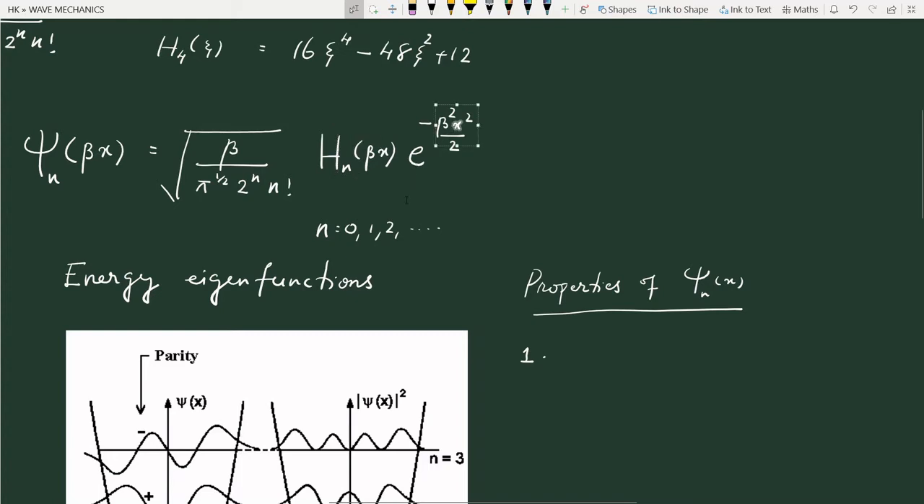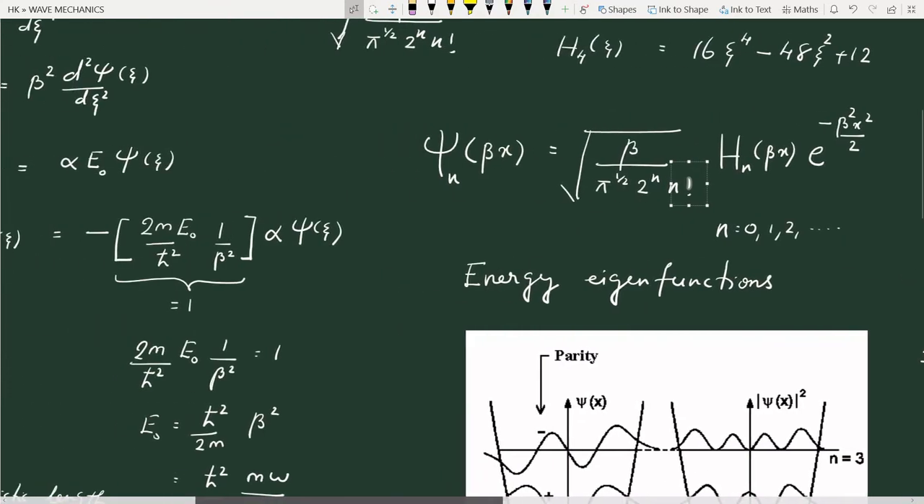So what is the ground state wave function? Put n equal to 0. You see that n starts from 0. So we can say psi 0 x. Now when you put n equal to 0 in this normalization constant, 2 raised to 0 is 1 and 0 factorial is 1. Then square root of beta by pi raised to half. What is this beta? What was the expression for beta that we have used?